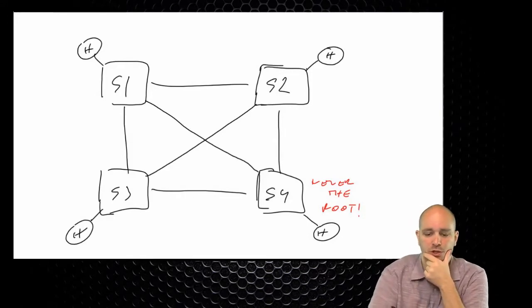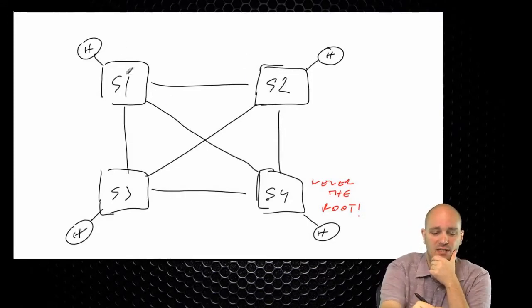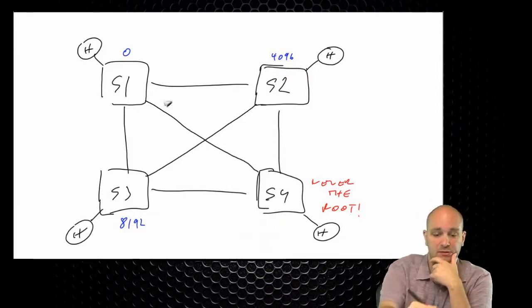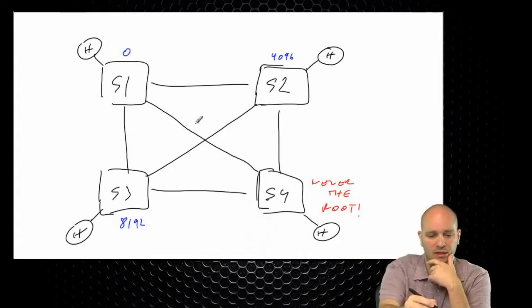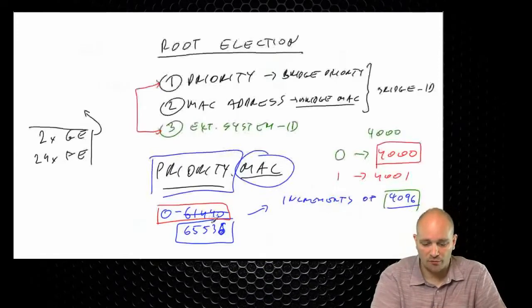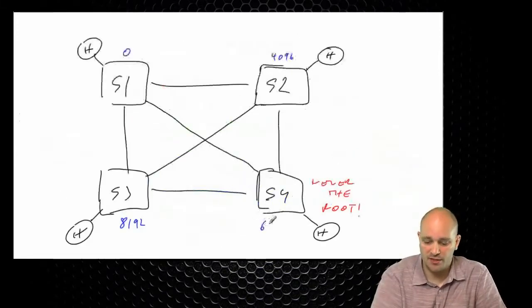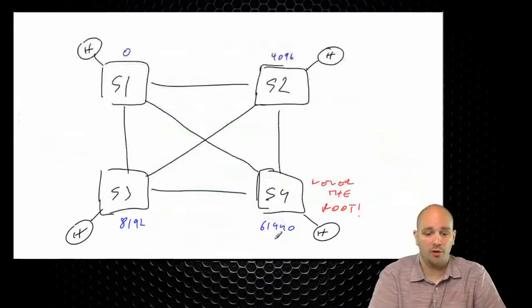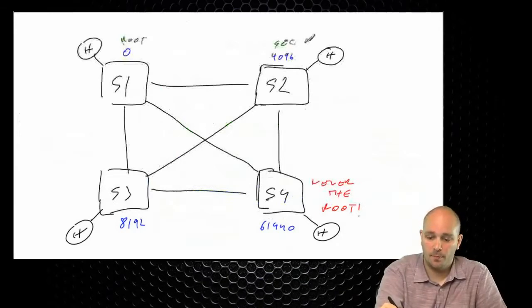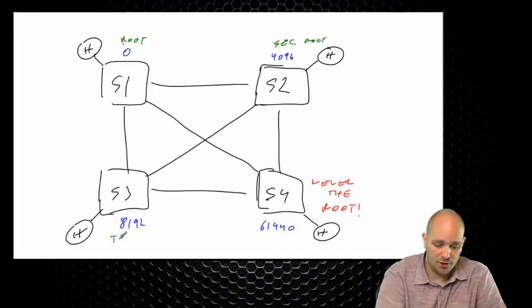Well, one possible solution is set the priority on, let's say, switch 1 to 0. Let's set to 4096 on this one. Let's set to 8192 on this one. And let's set it to whatever the maximum is. What was that maximum value that we had? It was 61,440. So this one here is 61,440. And what's going to happen here? Effectively, this will be the root. This will be the secondary root. This will be a ternary root.